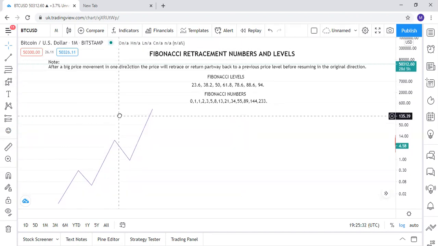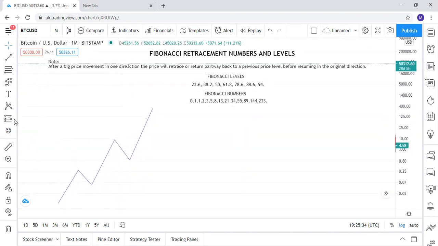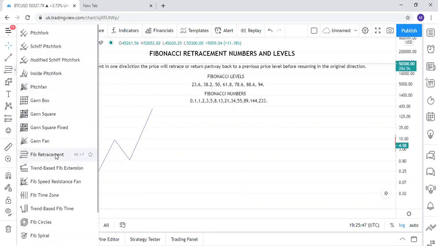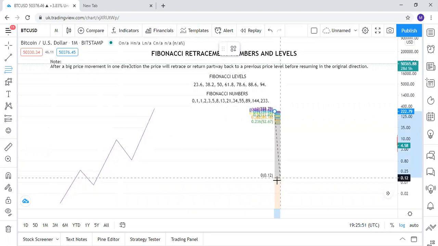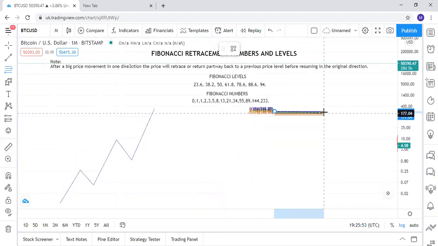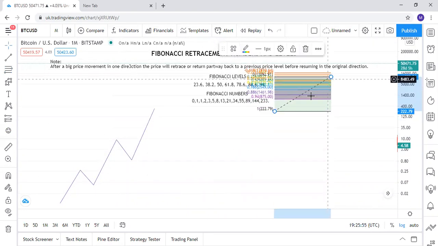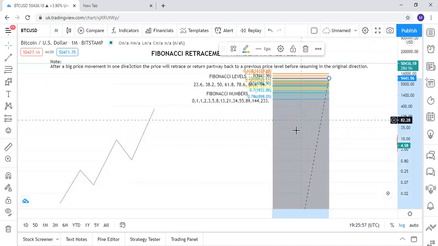So now this is what I mean. To use the Fibonacci tool, you come to the left side of TradingView. Click on the third icon here on the left side, extend it, and you see Fibonacci retracement. You bring it up. All the numbers are already there. Do you understand?